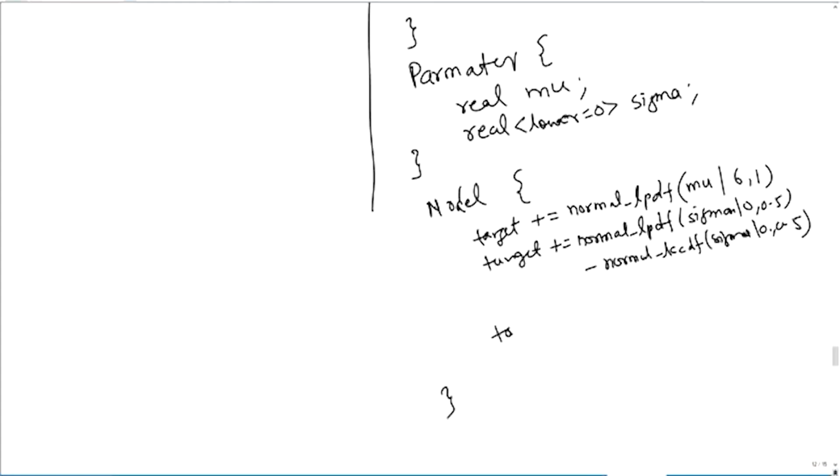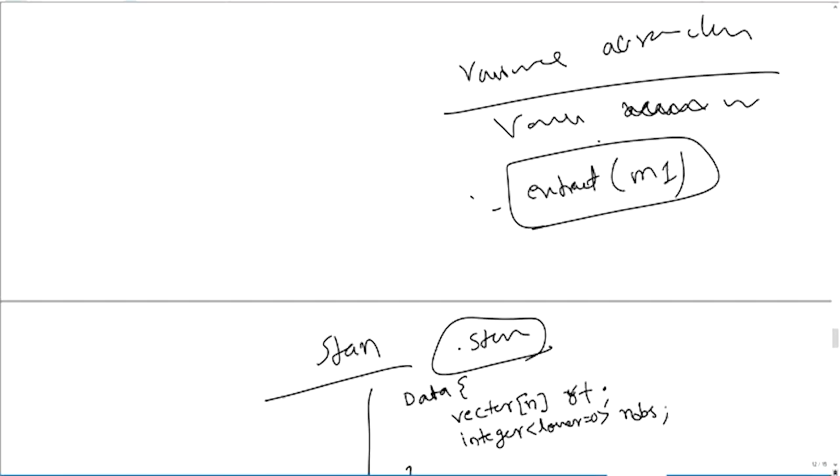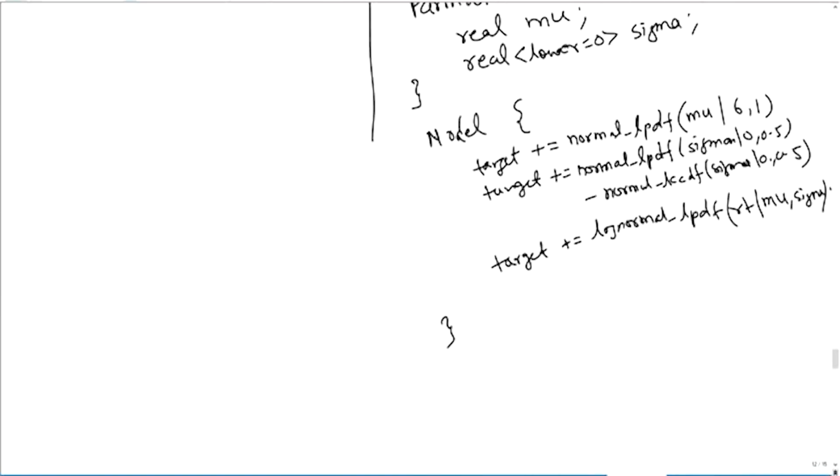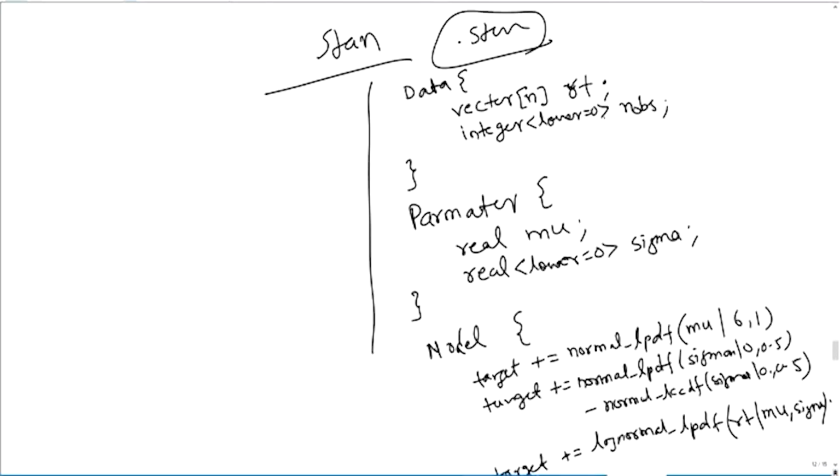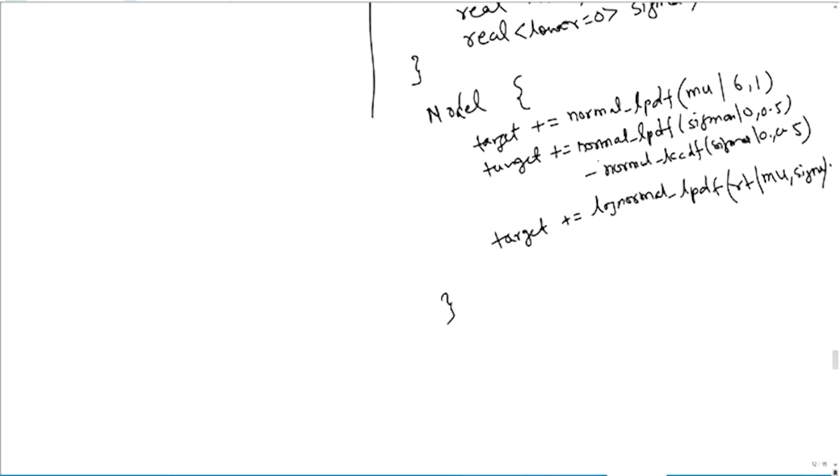Then you do the same thing for the likelihood. Target plus equals log normal LPDF, y, not y, RT, right? So that's the outcome vector. RT, mu, sigma. That's it. So these are your modeling statements. These are parameters and this is data, right?